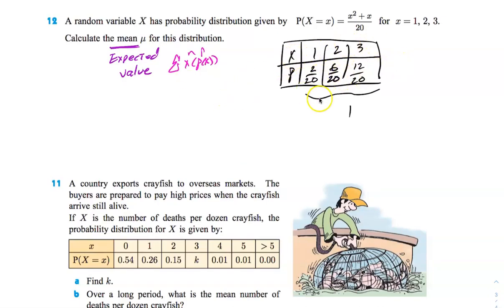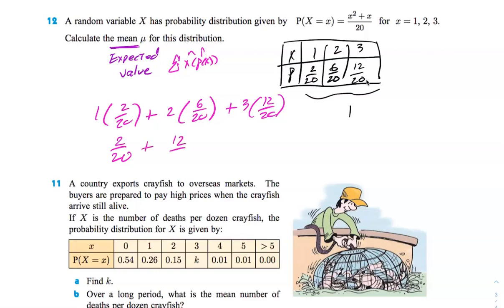So we're just going to multiply these together and add them up. That's all we're doing. So multiply 1 times 2 over 20, 2 times 6 over 20, 3 times 12 over 20. So this times this, plus this times this, plus this times this. So I get 2 over 20 plus 12 over 20 plus 36 over 20. Remember these are all over 1, so you just multiply the tops. And all together I get 50 over 20, or 5 over 2, or 2.5. And that's the average, or mean, or expected value of this probability distribution.